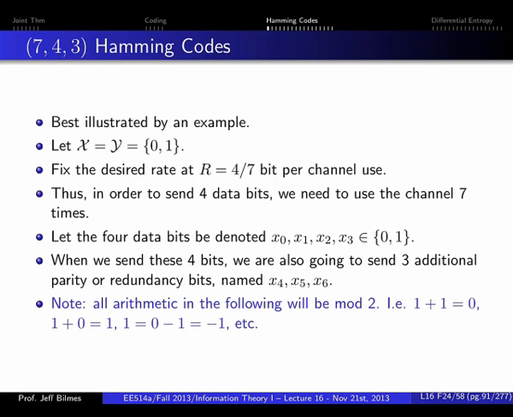Our TA is not familiar with mod 2 arithmetic. You didn't raise your hand. I'm just joking. No. So just in case.